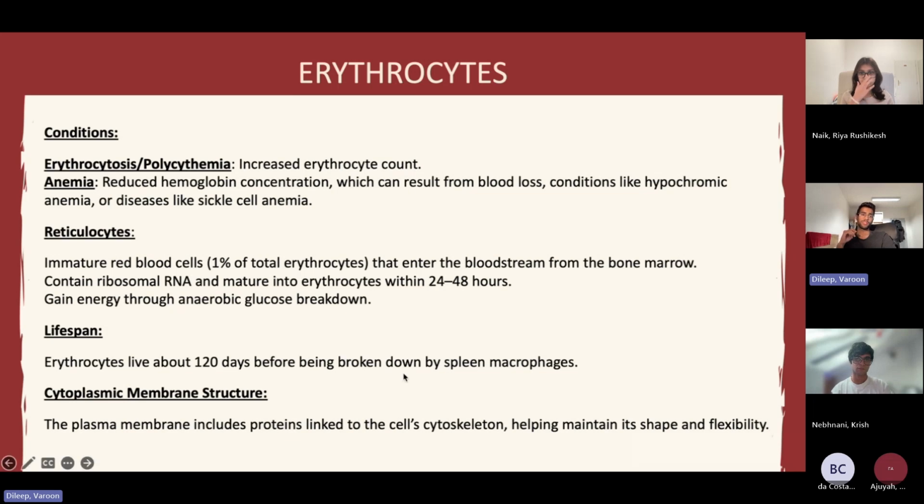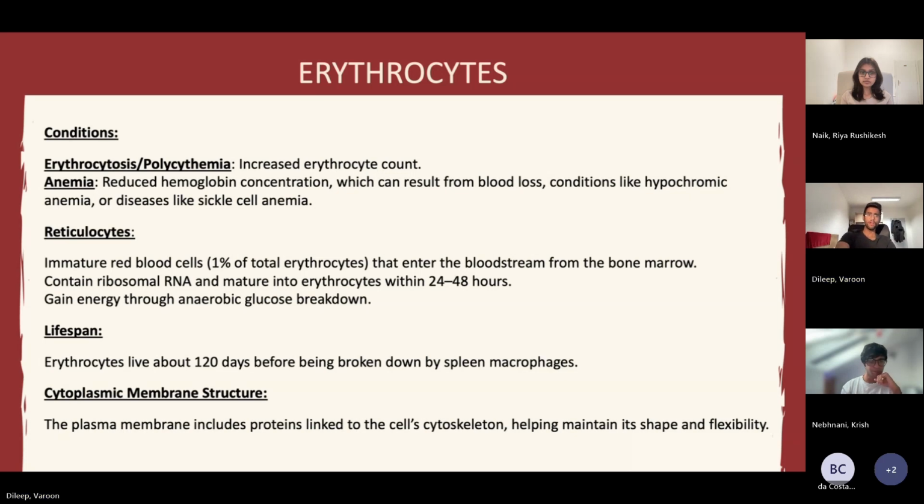Now, one form of erythrocytes is the reticulocyte. These are immature erythrocytes, which within 24 to 48 hours convert into erythrocytes. They contain ribosomal RNA and they gain energy through anaerobic respiration. The lifespan of erythrocytes is 120 days, and after that, they're broken down by spleen macrophages, and all your erythrocytes are replaced again. The cytoplasmic membrane of the erythrocytes contains proteins linked to the cell cytoskeleton, which helps maintain the shape of the erythrocytes and their flexibility to allow faster diffusion of substances.